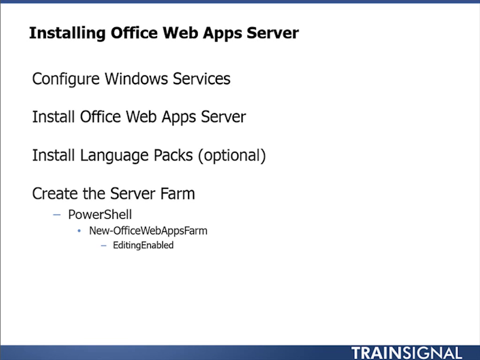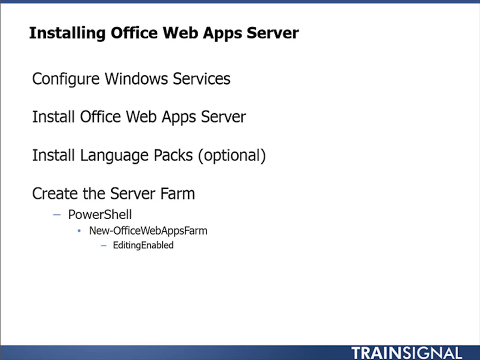And then we need to set up the server farm, and we're going to do this through PowerShell by calling the New-OfficeWebAppsFarm commandlet. Now, if I want to enable editing, which is disabled by default, it's just simply read-only, then what I need to do is specify the EditingEnabled switch when I make the call to New-OfficeWebAppsFarm.